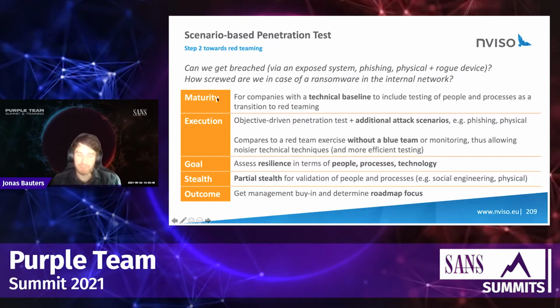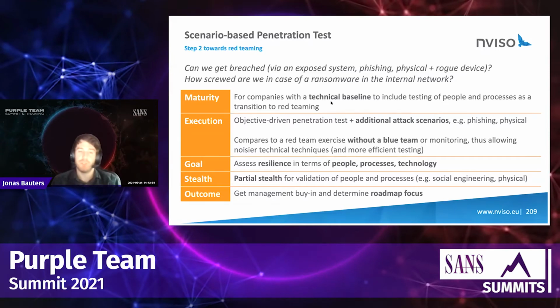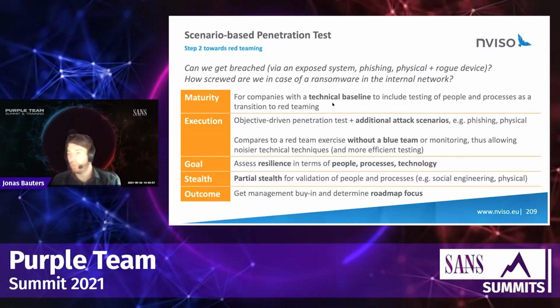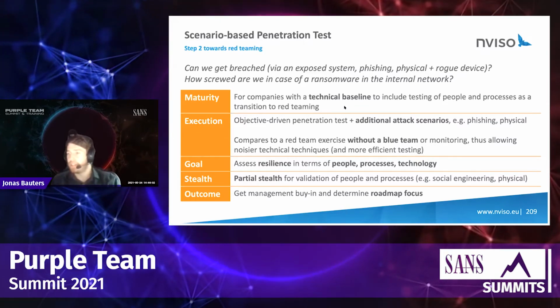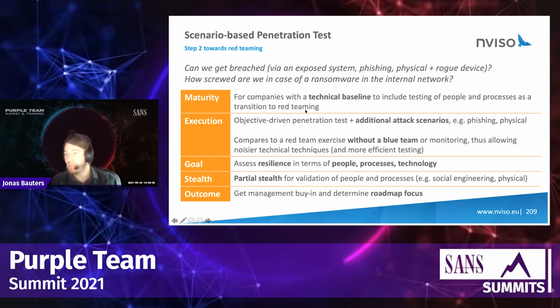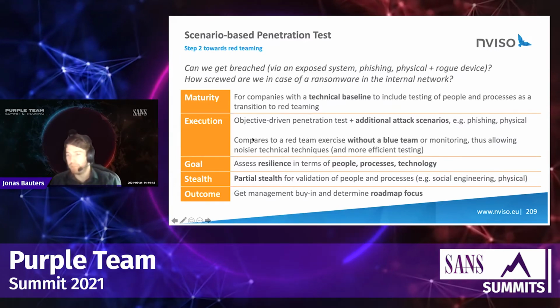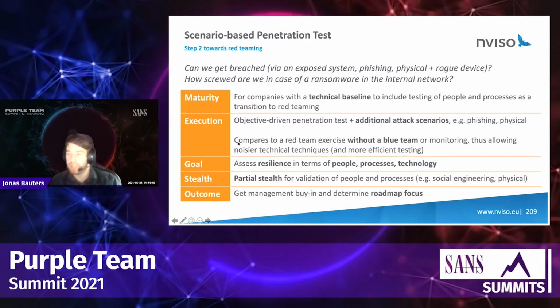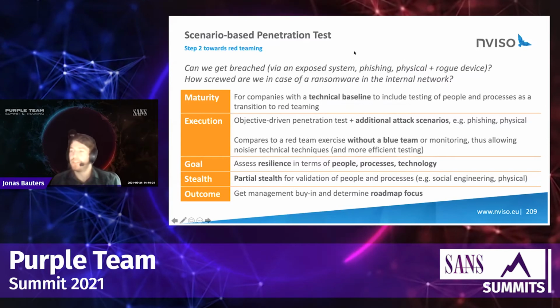So in terms of maturity, this is more focused at companies that have a bit of a technical baseline already, for example, that have gone through an objective-based test already, but then want to extend it to, instead of just testing the technical aspects, also testing their people and processes in more depth. I always say that this is like a red team without being stealthy. So here, you also make use of noisier techniques, similar to the objective-based pen test, but with the addition of additional scenarios, it comes a bit closer to a red team exercise.